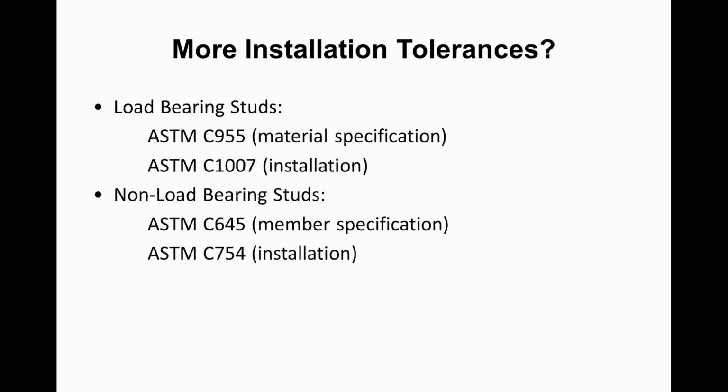Other installation requirements, we can look to ASTM. For example, as we look at manufacturing tolerances, if it's a load-bearing member or a structural member, it's C955. If it's non-load-bearing, it's C645. And in the way of installation requirements, we have either ASTM C1007 or C754. So again, these are other locations that we can find tolerances for installation and manufacturing of our products.